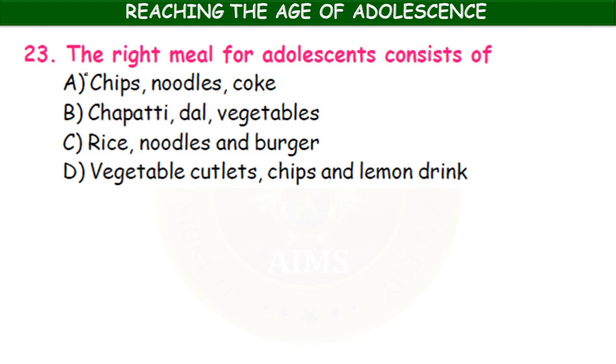The right meal for adolescents consists of chips, noodles, coke, or a combination of chapati, dal, vegetables, rice, noodles and burger, vegetable cutlets, chips and lemon drink. So chapati, dal and vegetables is a healthy food.